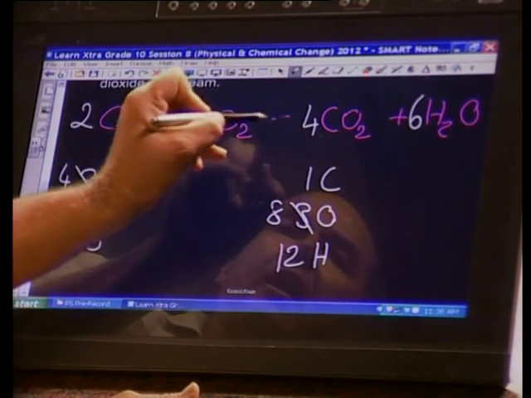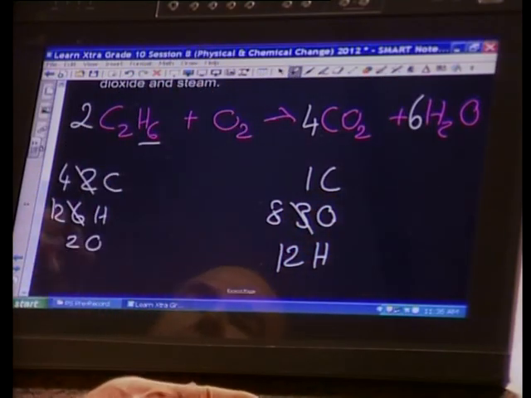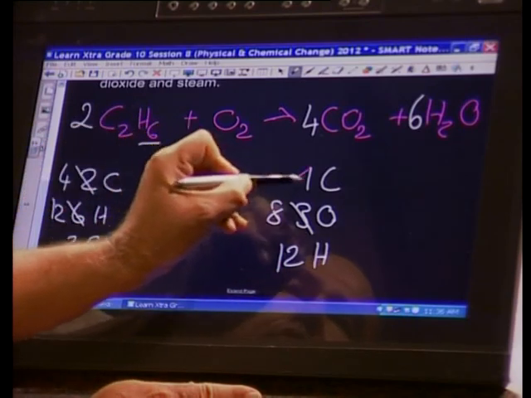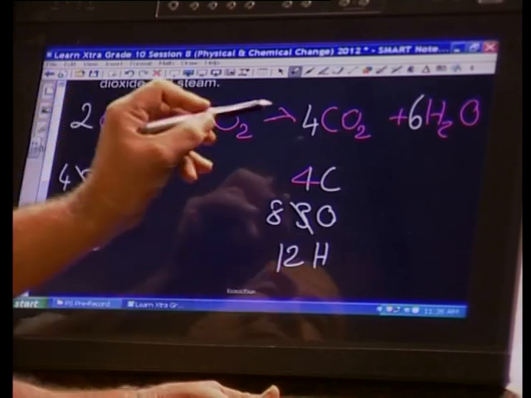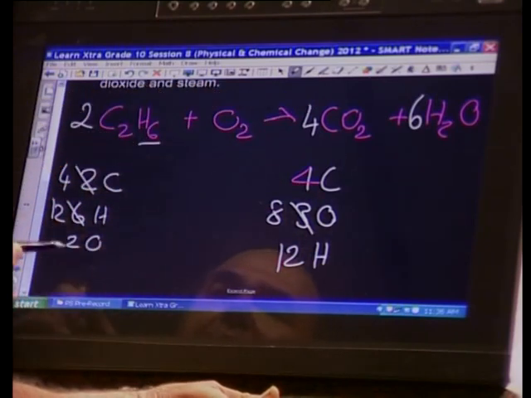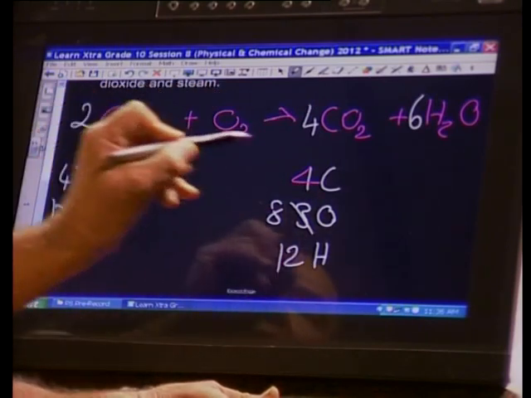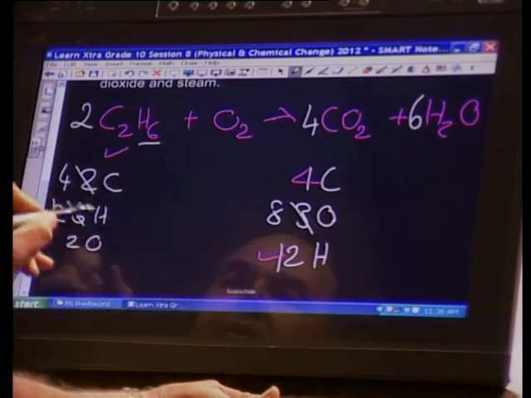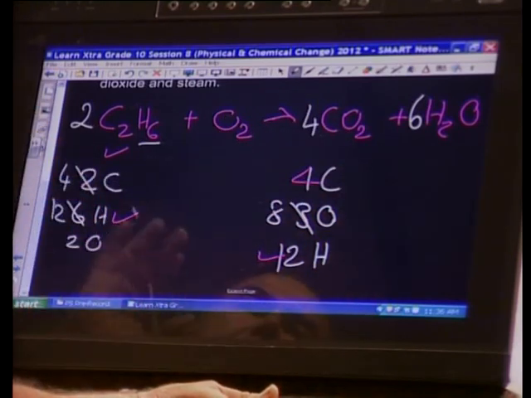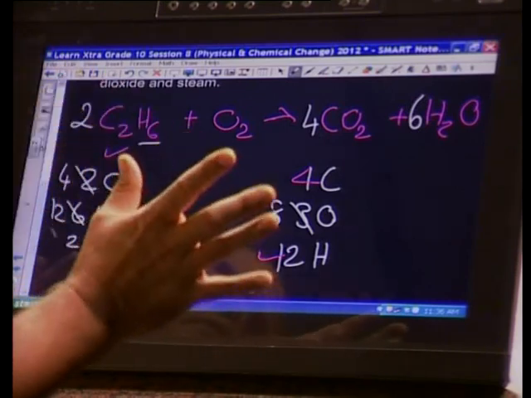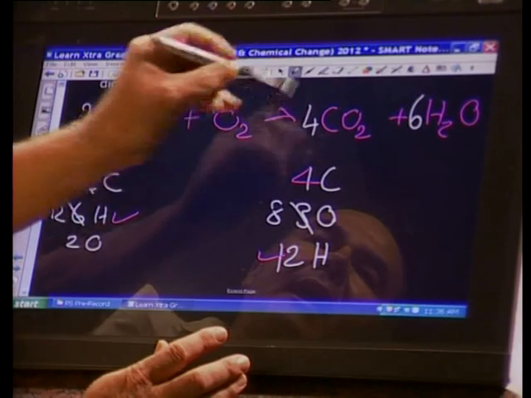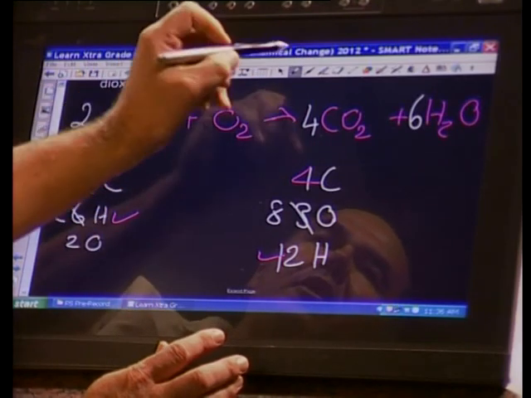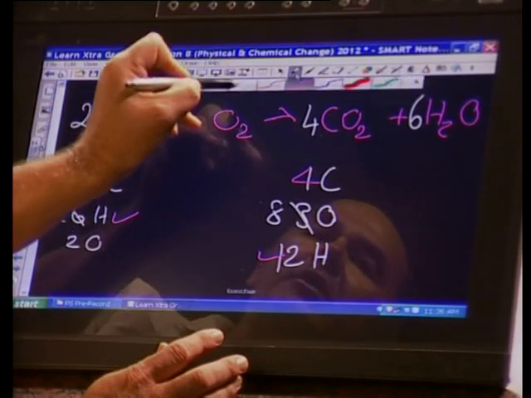So now I hope you can see, where are we? We've got 4 carbons over there. Looking good at this stage. Let's check our hydrogens. We've got 12 hydrogens, and we've got 12 hydrogens. So those are fine. So all that's left to balance is the number of oxygens. By putting the 4 there, I have changed the number of oxygens. So I need to recount my oxygens.